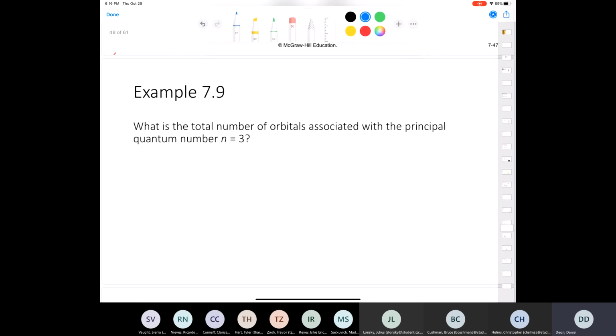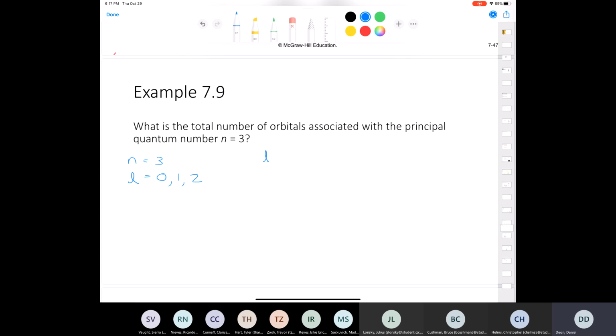This is question 7.9. It says, what's the total number of orbitals associated with the principal quantum number n equal to 3? Well, when I have n equal to 3, what are my possible values of L? My L can be 0, it can be 1, and it can be 2. It can't be 3, right? We can only go up as far as n minus 1. So let's think about that.